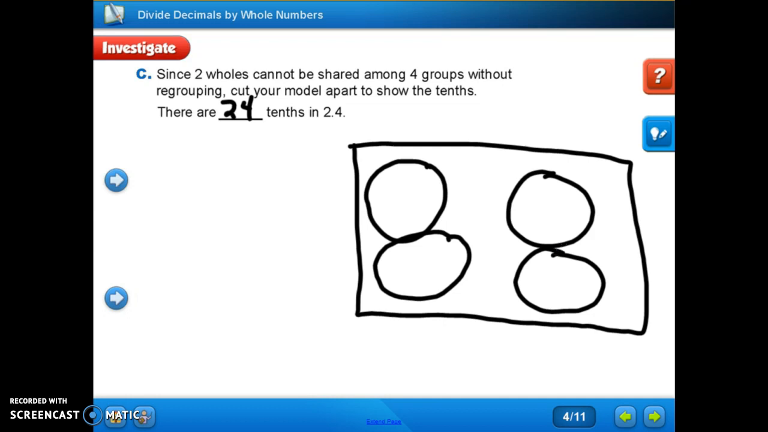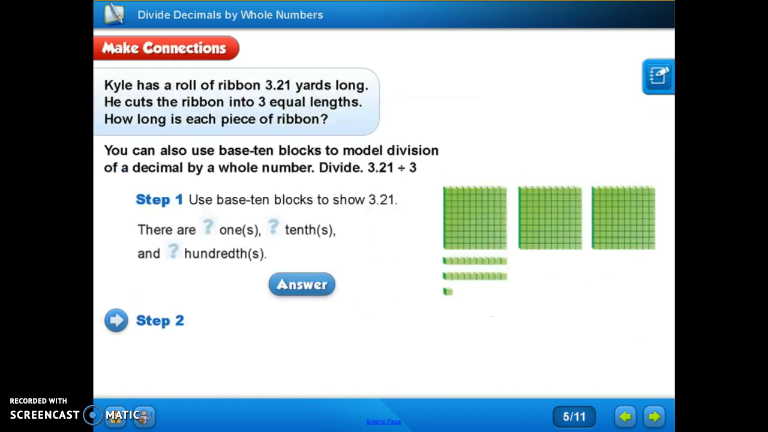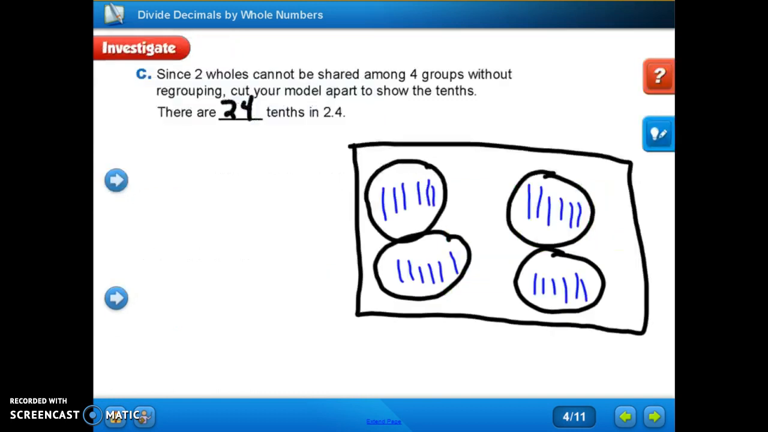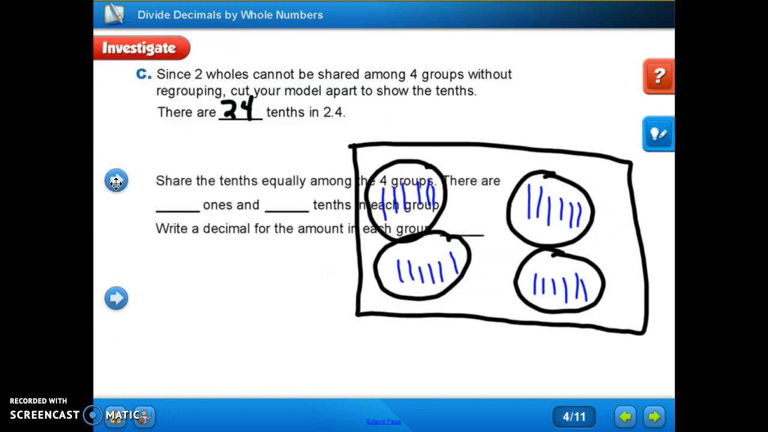Okay, so you had your 24 strips. You drew your 4 circles. You should have done something maybe like this and went 1, 2, 3, 4, 5, 6, 7, 8, 9, 10, 11, 12, 13, 14, 15, 16, 17, 18, 19, 20, 21, 22, 23, 24. So how many did you end up with in each circle? 6. So 24 divided evenly among those groups. Share the tenths equally among 4 groups.